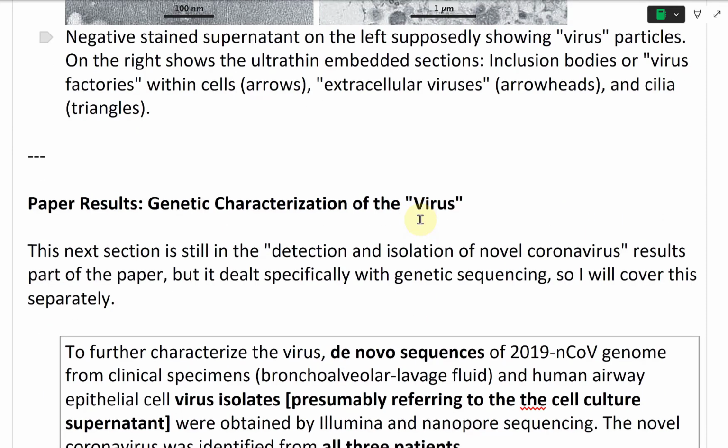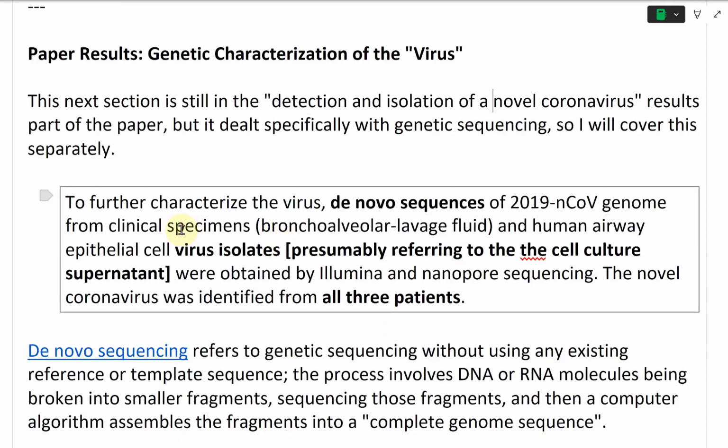All right, and now let's continue further and take a look at the next part of the paper results. That's on the genetic characterization of the "virus." So this section is still in the "Detection and isolation of a novel coronavirus" results part of the paper, but it dealt specifically with genetic sequencing, so I'll cover this separately.